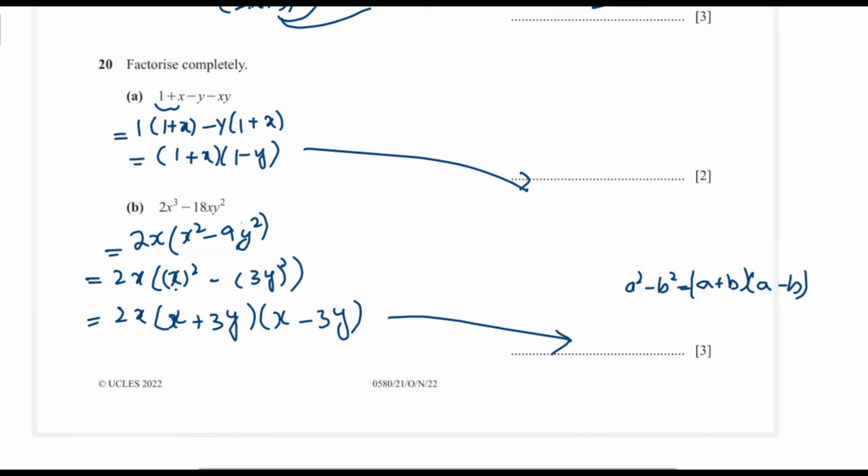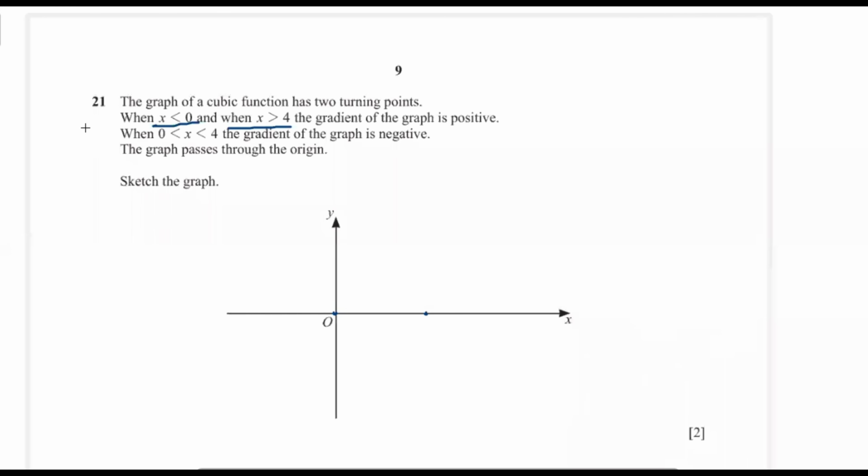Now the next question. Question 21: the graph of a cubic function has two turning points. When x is less than 0 and when x is greater than 4, the gradient of the graph is positive. When x is greater than 0 and less than 4, the gradient of the graph is negative. The graph passes through the origin.